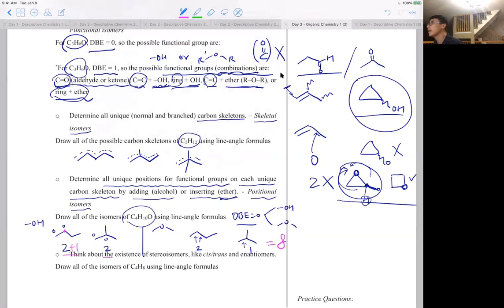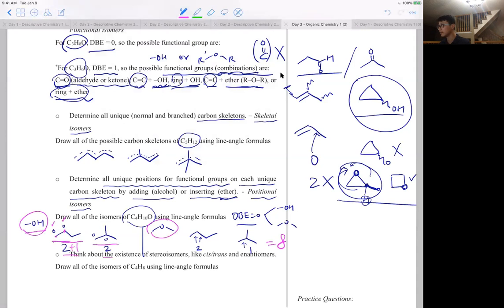Yeah, I'm done. I got 8. So based on my note, can you figure out what is my strategy? First, I divide into 2 function groups, alcohol or ether. And then I consider the skeleton, so I got 2 different skeletons. And then I consider the positions of the function groups. So if you need to add an OH on the left skeleton, you only have 2 different cases, right?